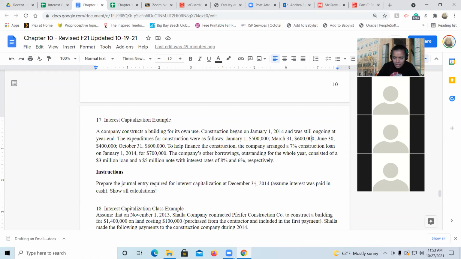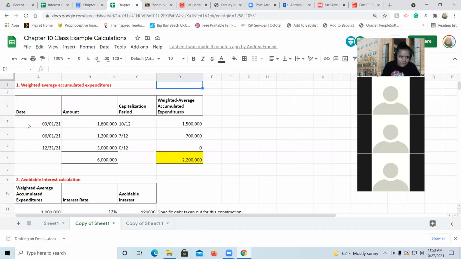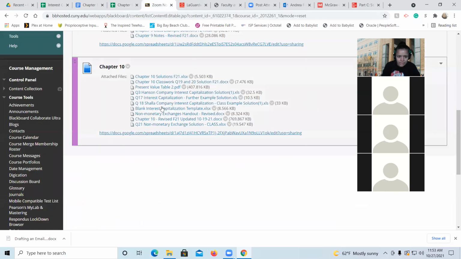This is what I meant by often the question is just one line and you have to know that you have to follow those four steps before you get to the fifth step, which is the actual journal entry. And assume interest was paid in cash. So now you know that the credit on your journal entry will be to cash, and you have to show all calculations. The first step, as I've said before, is to do the weighted average accumulated expenditures. If you want to use a sheet in Excel, this is the interest capitalization template that you can use.